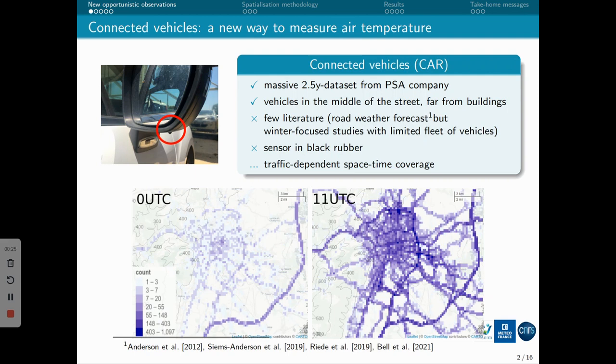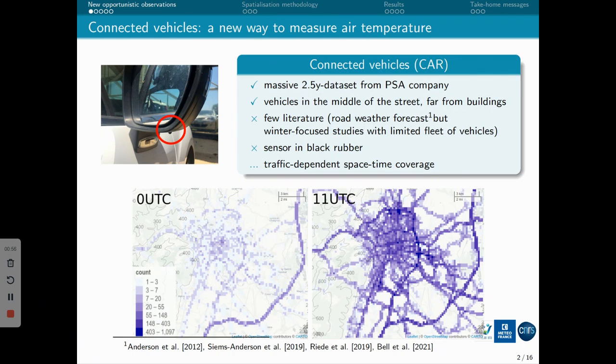So it's not instrumented cars by scientists, it's citizen cars. You have on your car dashboard the air temperature that is displayed, and in most modern cars, some of them are connected, and the data is sent back to the manufacturer with air temperature, but also vehicle speed and motor information and so on. And we had access to 2.5 years of this type of data from the PSA company.